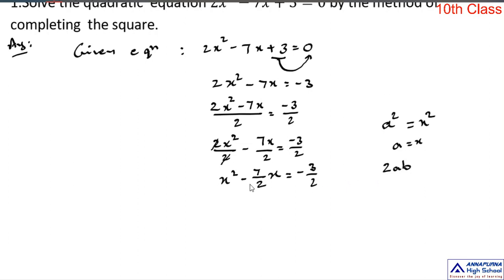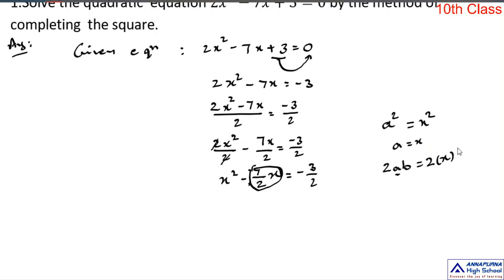In this case, just ignore the sign of the second term. We take only this part, 7 by 2 into x. This part we can treat as 2ab. In this 2ab, 2 is a constant, so we take the 2 as it is, and a is equal to x. Already we assigned a is equal to x by taking the first term as a square. So in this 2ab term, a is equal to x. We didn't change it.